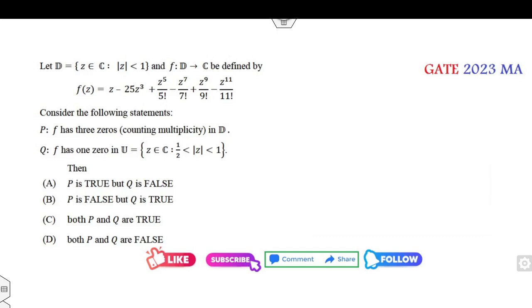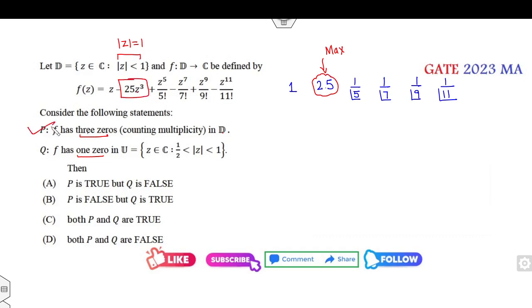Now you can see it's GATE 2023 mathematics. Again, your target is to find the number of the zeros on the domain D. It's a unit circle. Fine. So can you find the values? The first number is 1, then 25, then 1 over 5 factorial, 1 over 7 factorial, 1 over 9 factorial, 1 over 11 factorial. This number, 25, is my maximum. And clearly the sum of the remaining terms, 1 plus 0 point something, is less than 25. The term is the second term. The degree is 3. So yes, P is my correct statement. So option B is false.